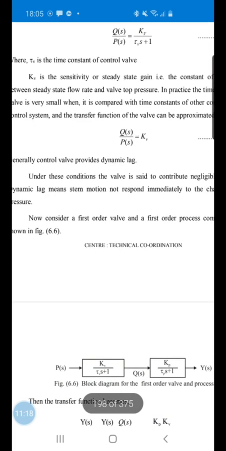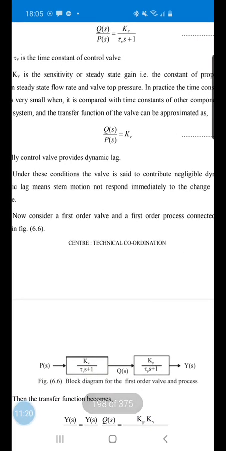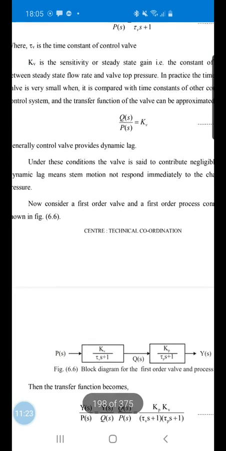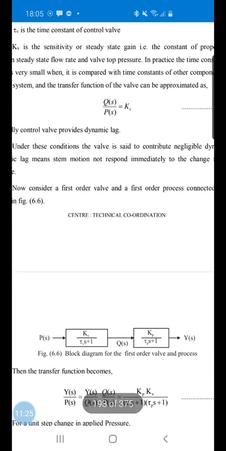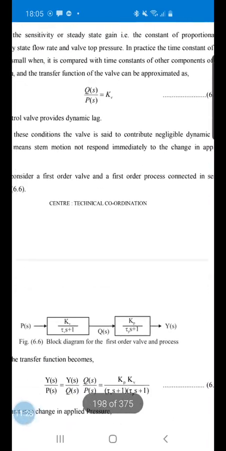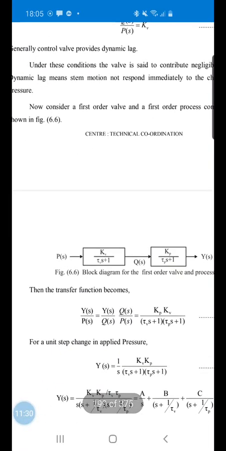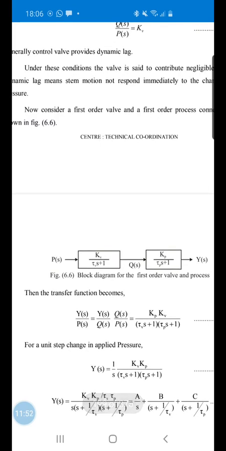Now what is dynamic lag? Dynamic lag means how quickly your control valve responds to the change in applied pressure. If you apply pressure from the top or bottom, how much time will it take to change the flow rate through the valve? This is called the dynamic lag. So this will be very small if you compare it with the process.